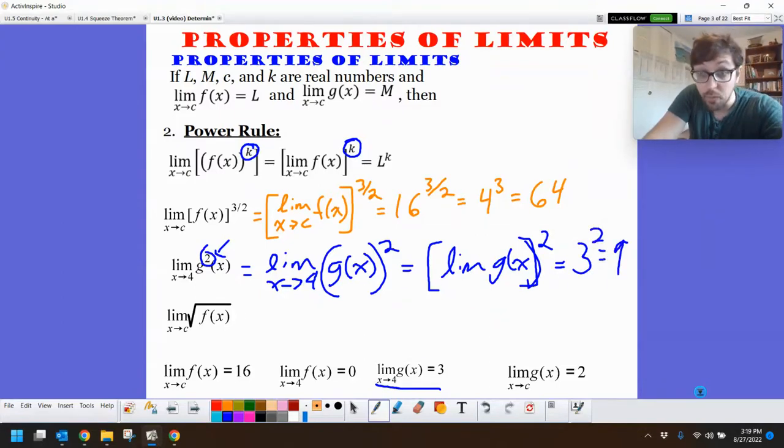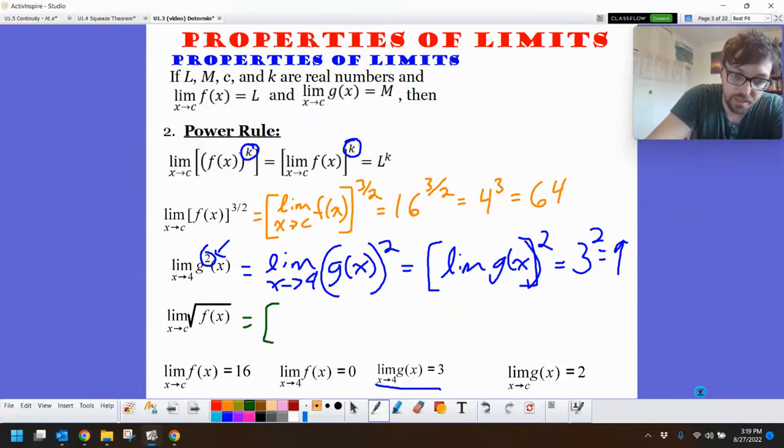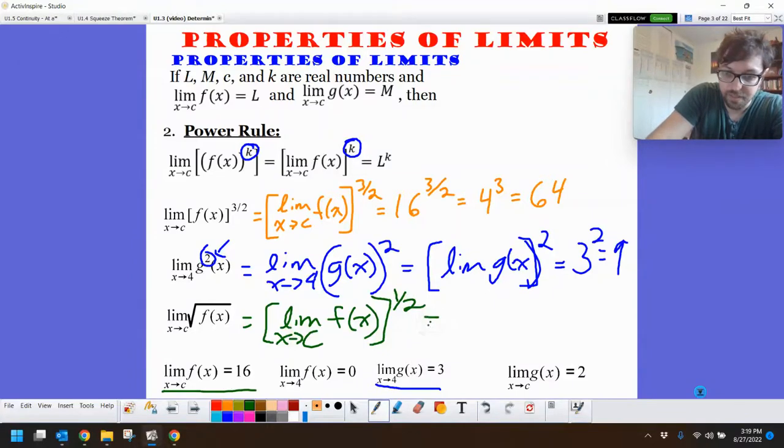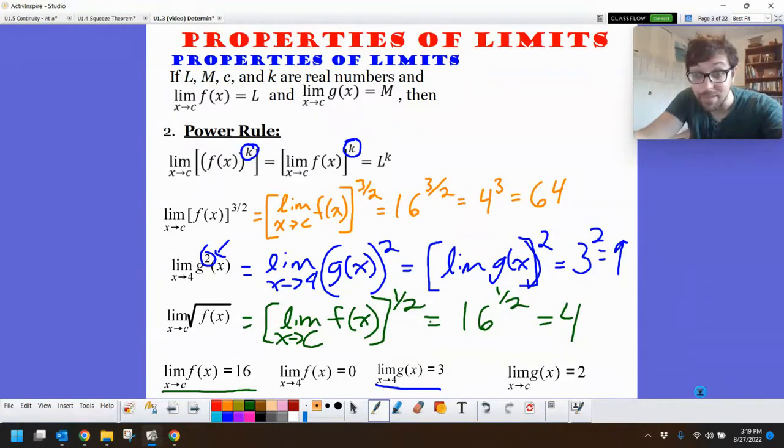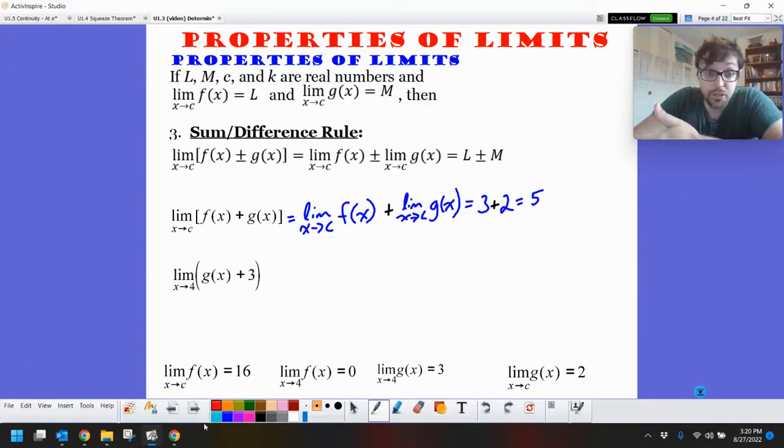Nice. It even works with square roots because square roots are just a 1/2 exponent. So this is the limit of f of x to the 1/2. This is as x is approaching c. As we can see down here, that's 16. So this is just 16 to the 1/2, which is the square root of 16, which is 4. And that's my limit.